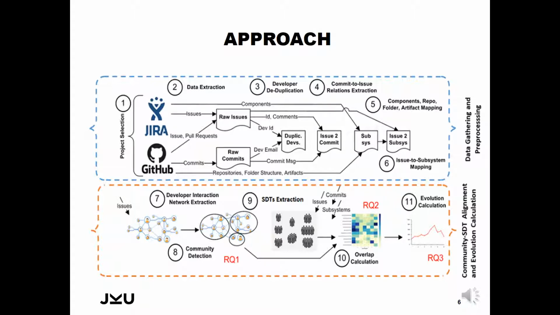And in step 9, which is about software development team extraction, in contrast to the interaction network community structure, a developer becomes a member of a software development team purely based on one's contribution to source code or involvement in issues, regardless of interaction with other developers. So in step 10, we calculate the extent to which these communities match or overlap the subsystem developer teams. And in step 11, we see how communities change over time. It means how developers join and leave subcommunities.